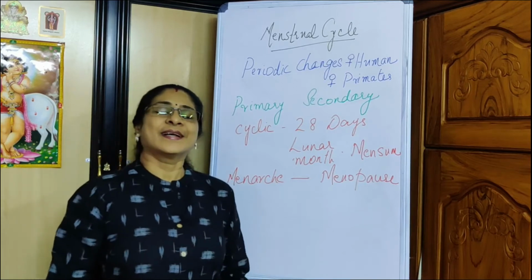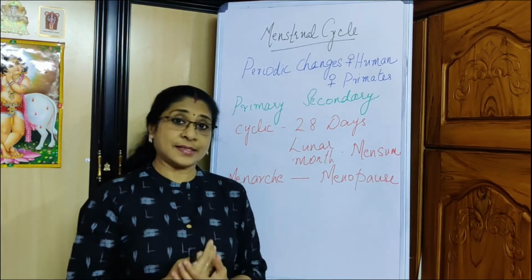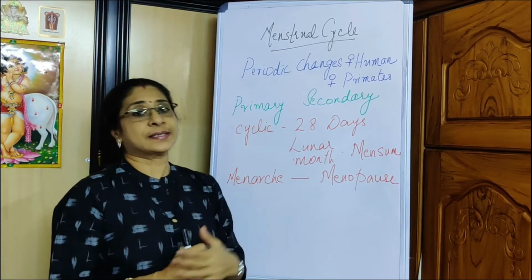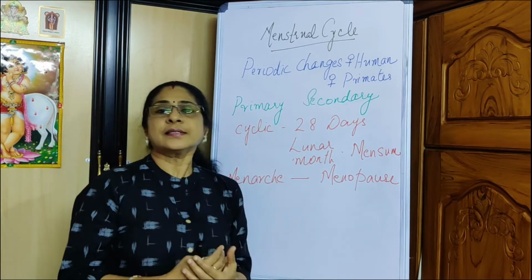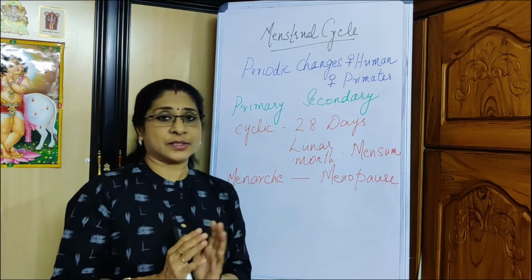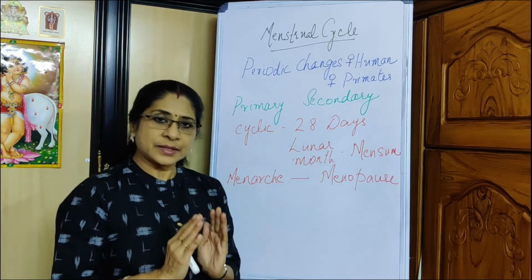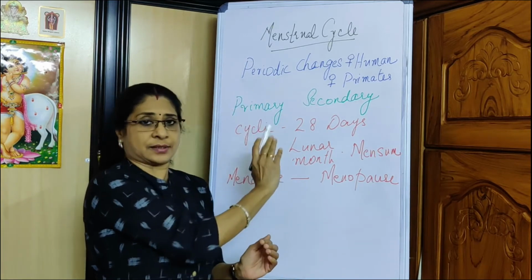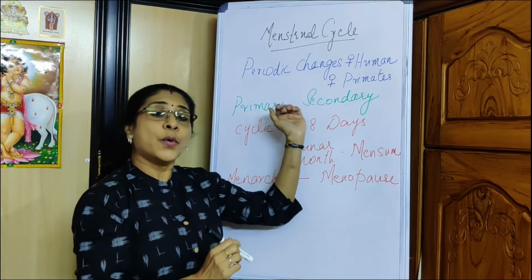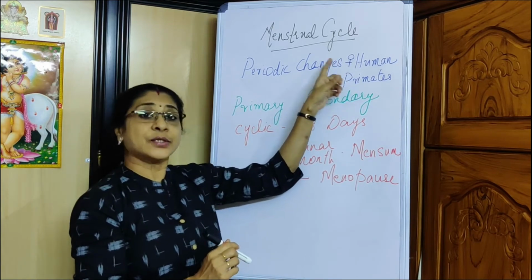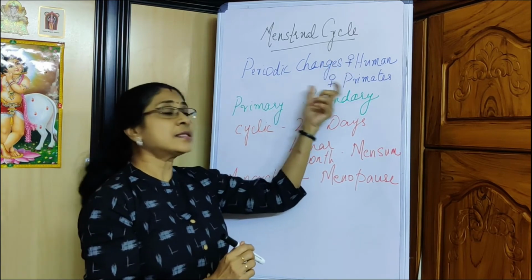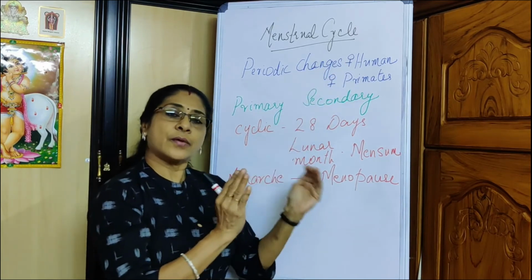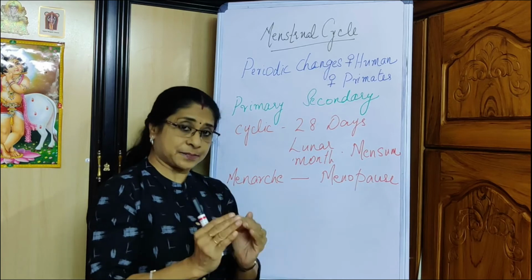Hari Om. We begin with the next lesson known as the menstrual cycle. Let us first define what the menstrual cycle is. Menstrual cycle is defined as periodic changes seen both in human females as well as female primates. Okay, it is found in human beings as well as primates.